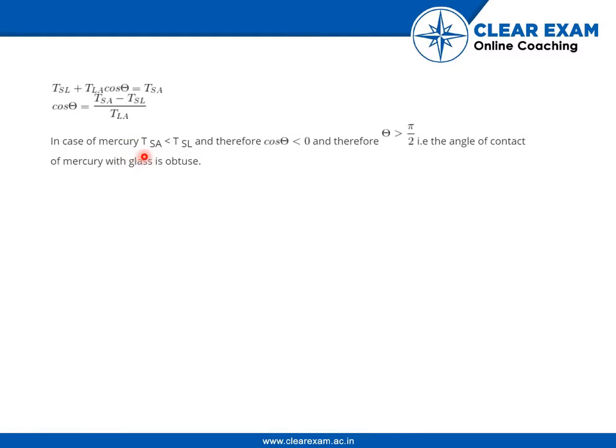In case of mercury, TSA is less than TSL and therefore cos theta is less than 0, and therefore theta is greater than pi by 2, that is, the angle of contact of mercury with glass is obtuse.